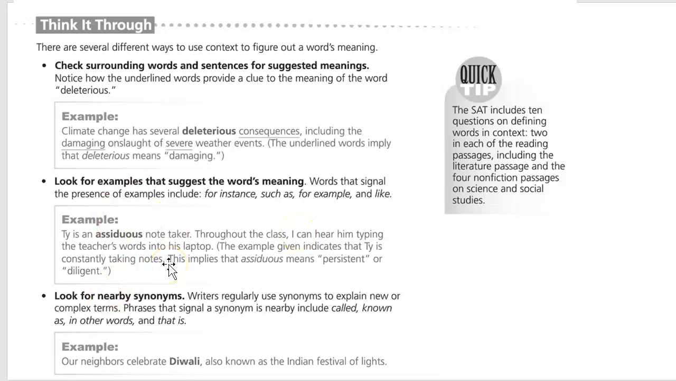You can also look for nearby synonyms. Synonyms are words that mean the same thing. So writers regularly use synonyms to explain new or complex terms. Phrases that signal a synonym is nearby include called, known as, in other words, and that is. Our neighbors celebrate Diwali, also known as the Indian Festival of Light. Notice the also known indicates that this is spelling out what Diwali is. It's a festival of lights.